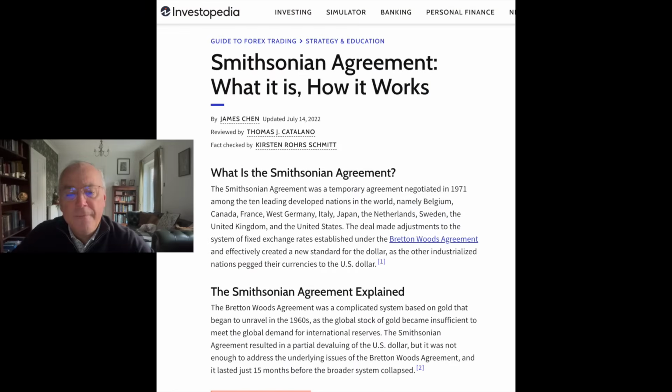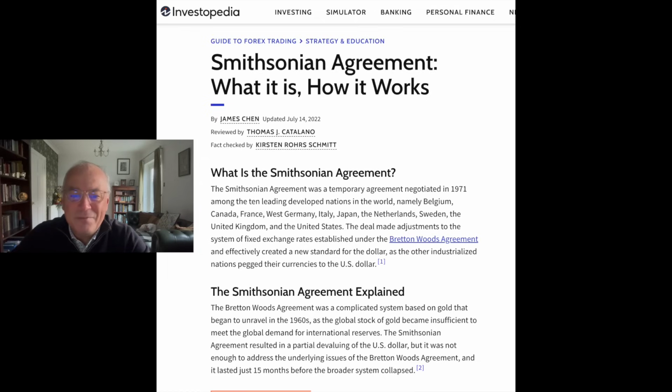So I've referred to Investopedia here, and they've got something on the Smithsonian Agreement, what it is, how it works. So let's go through it. What is the Smithsonian Agreement? The Smithsonian Agreement was a temporary agreement negotiated in 1971. Well, that year keeps coming up, doesn't it?